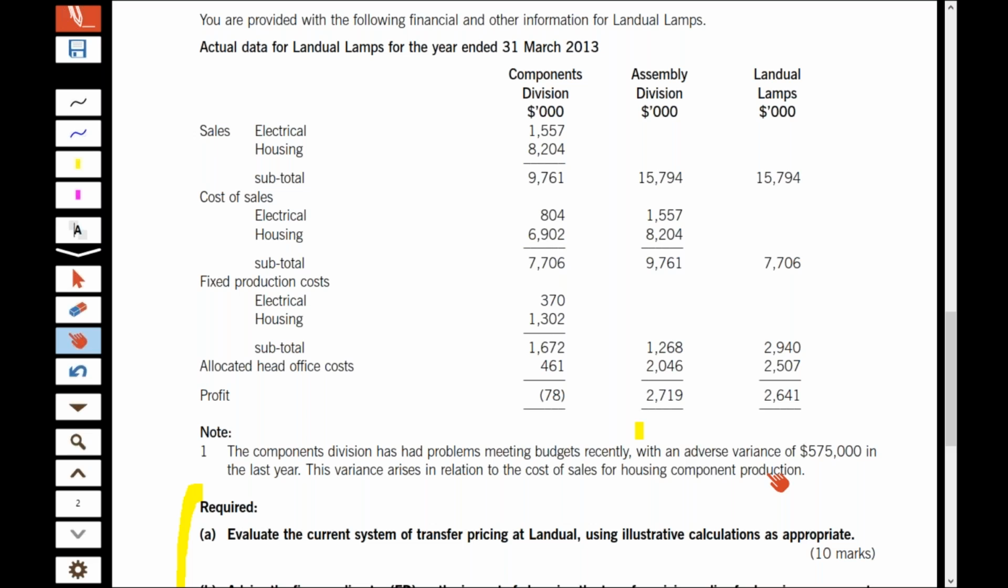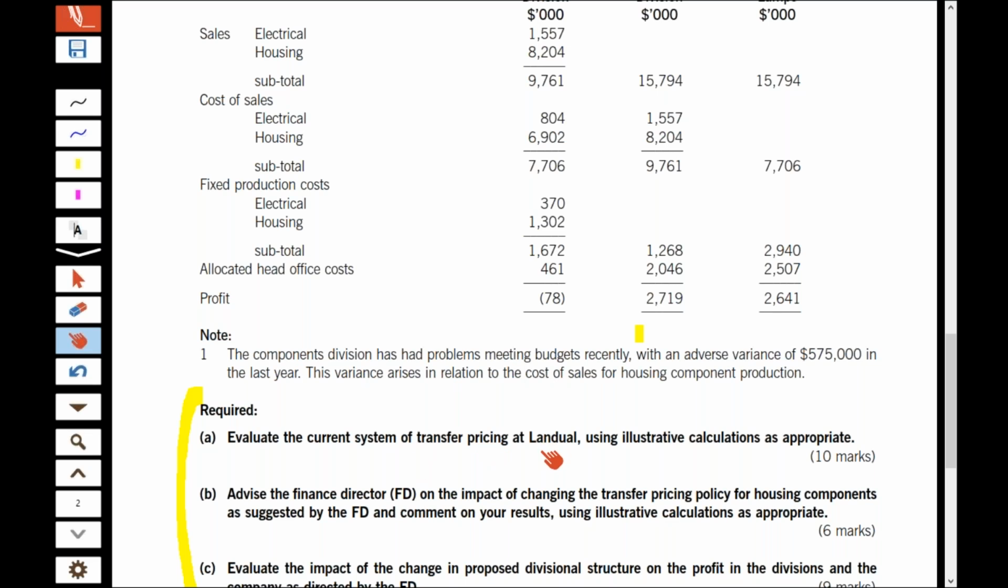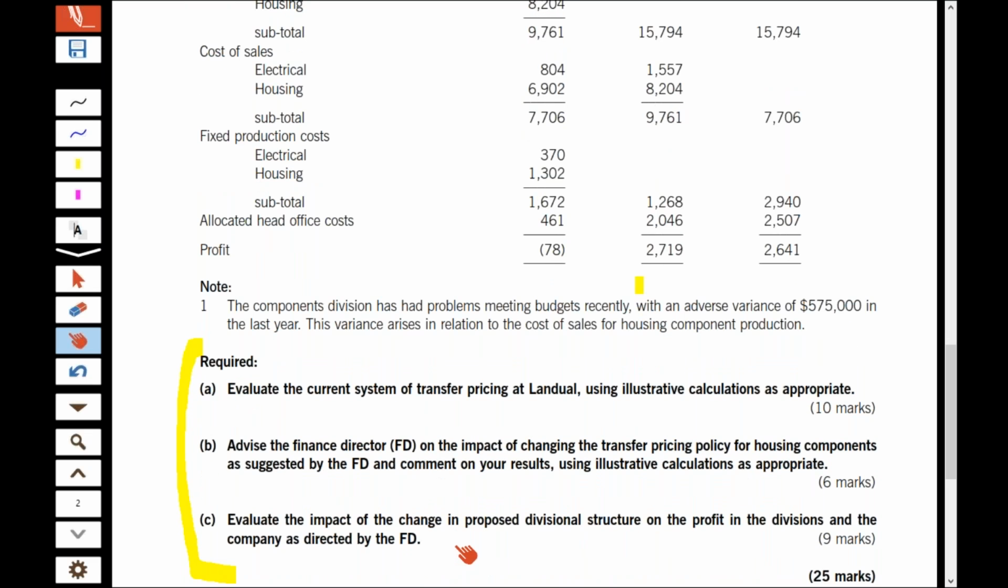Now, it says evaluate the current transfer pricing at Landwell using illustrative calculation as appropriate. Advise on the impact of changing the transfer pricing policy for housing components as suggested by FD and comment on results. Evaluate the impact of the change in the divisional structure.